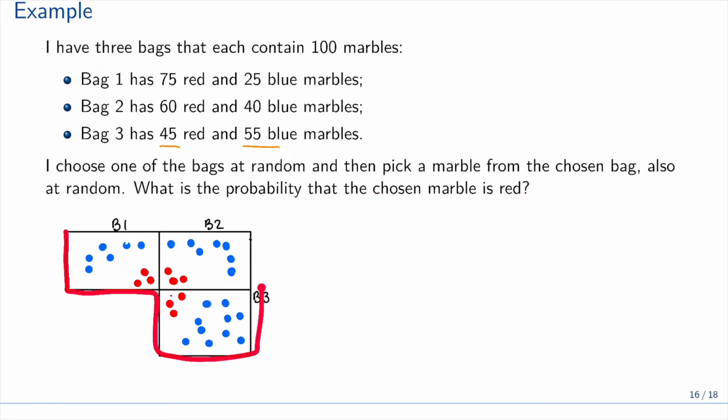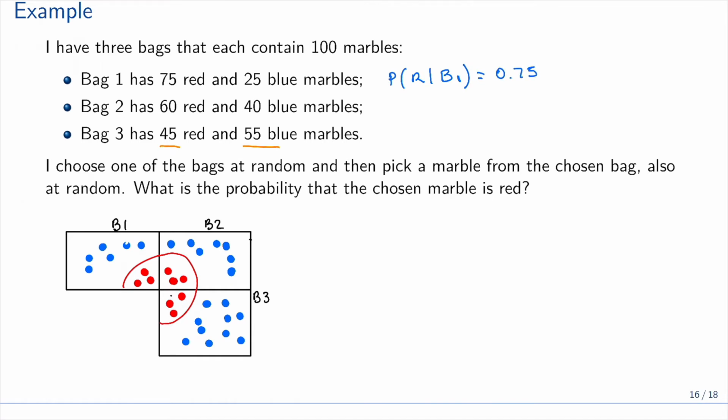Let's imagine that this is our total sample space. We have bag 1, bag 2 and bag 3, and each one of the bags has blue and red marbles. So event red in our case is going to be given by this. This is going to be event B, and we are going to look at the probability of event B. Let's first analyze the meaning of bag 1 having 75 red and 25 blue. The probability of having a red, given that we are in bag 1, is equal to 0.75.